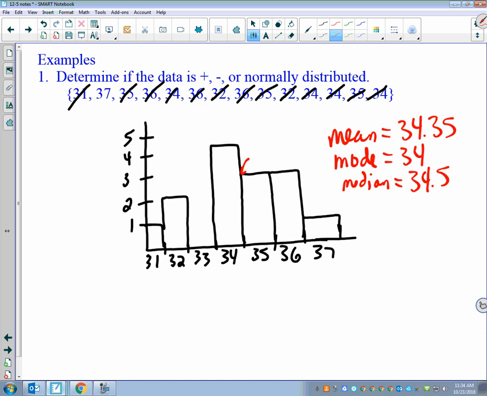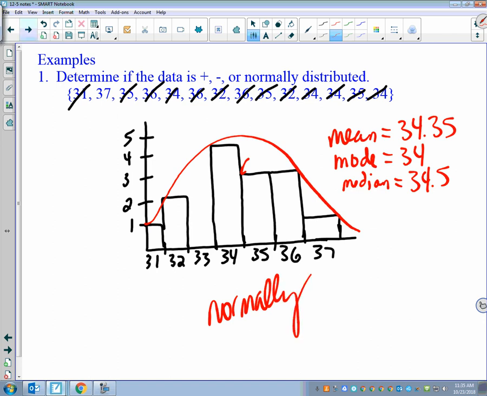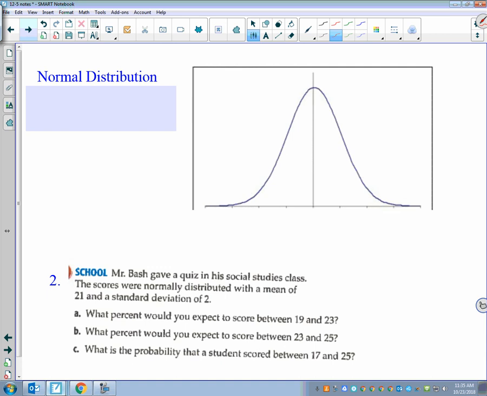So looking at those, the mean, median, mode is pretty centered, right? And if you look at that, that is kind of like a bell curve. So we would say that this is normally distributed, okay? But here's the big thing I really want to talk about: normal distribution.